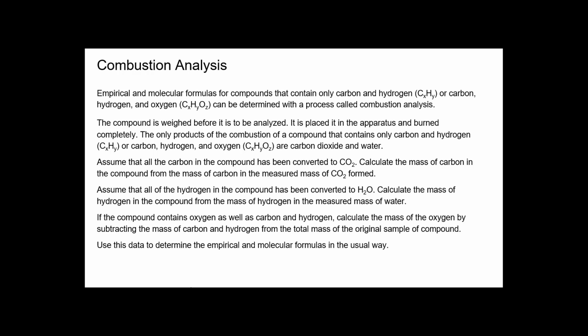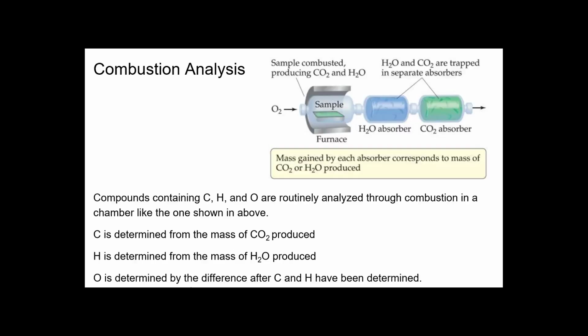Assume that all the carbon in the compound has been converted to CO2, and then we calculate the mass, which is what I'll show you later. Assume that all the hydrogen in the compound has also been converted to H2O, and we'll work on that one as well. If the compound contains oxygen as well as carbon and hydrogen, then we're going to calculate the mass of the oxygen by subtracting the mass of the carbon and hydrogen that we'll determine. Use this data to determine the empirical and molecular formulas in the usual way. So the steps don't change once you break this down.